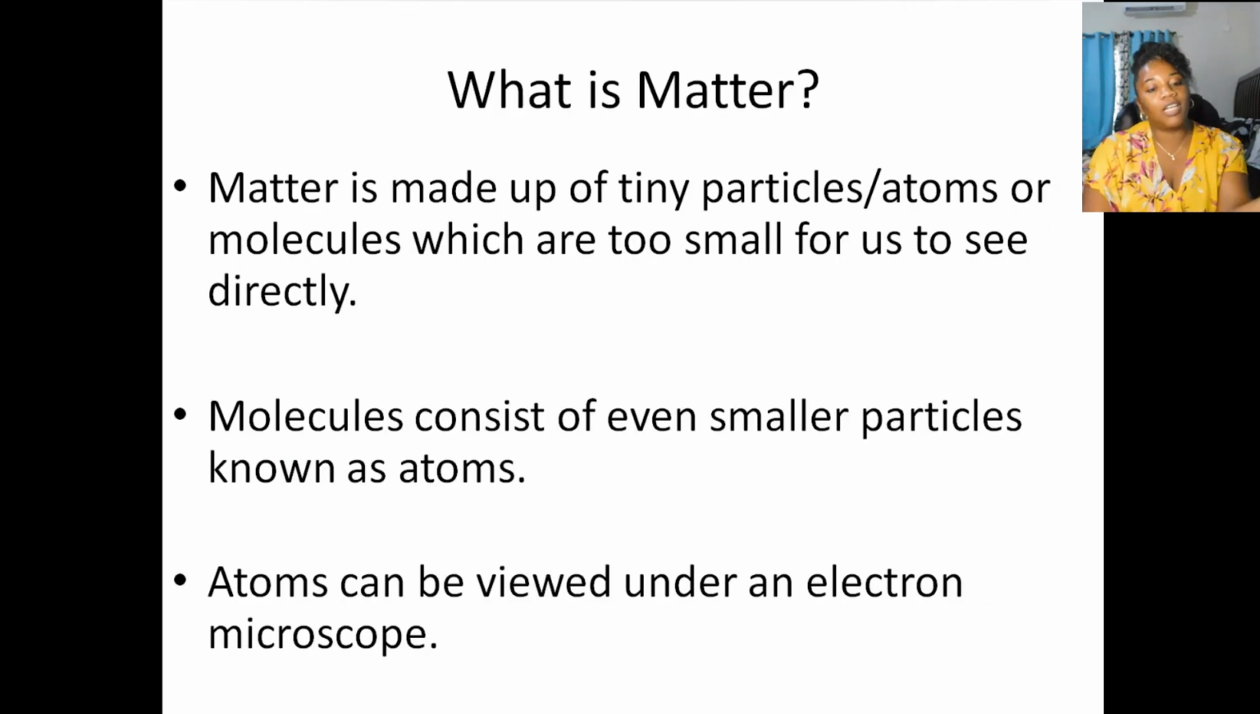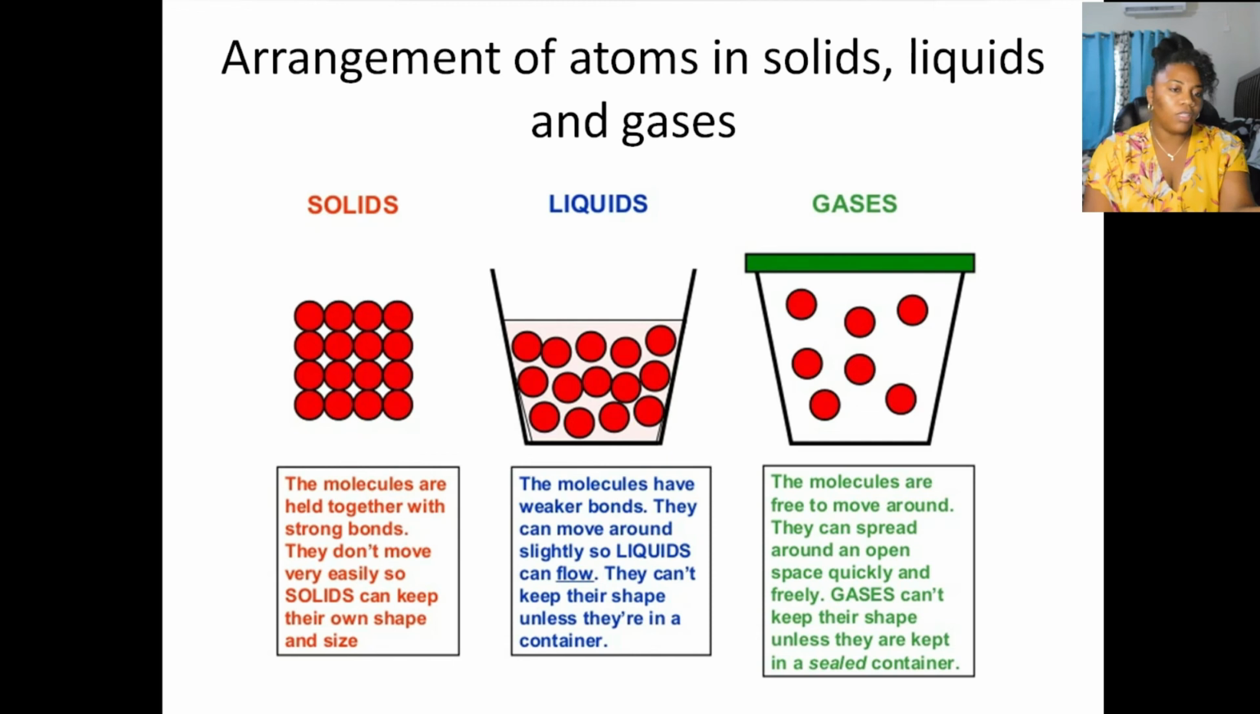Matter is made up of tiny particles or atoms or molecules which are too small for us to see directly. Molecules consist of even smaller particles known as atoms. Atoms can be viewed under an electron microscope. The arrangement of atoms in solids, liquids, and gases is a little bit different.